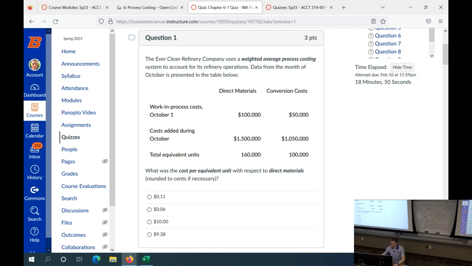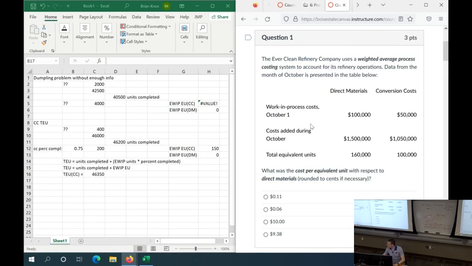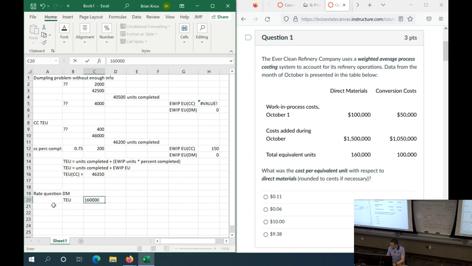So these steps over. This is, let's say, a rate question for direct materials. So we have TEU 160,000. We have beginning WIP cost, with respect to beginning WIP DM cost, current period DM cost. I'll just move them over so I don't have to keep resizing the columns for 1.5 million.